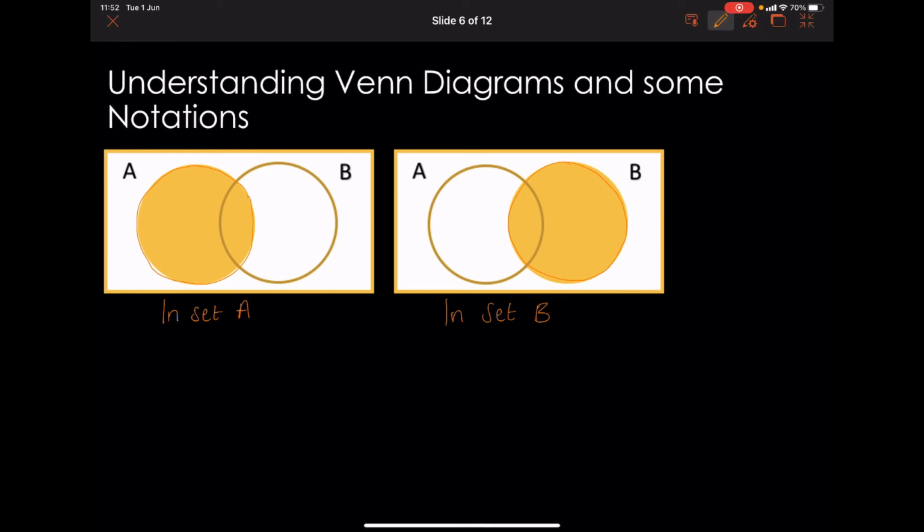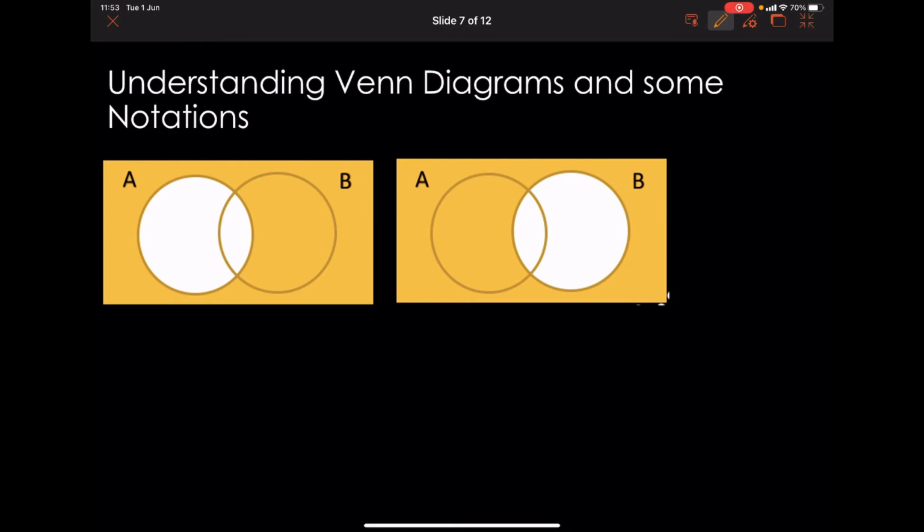So it might ask you, what is the probability of choosing a number from set A? Which means you'd have to find all of the numbers that could be in there. What is the probability of choosing a number from set B? And we'd have to choose all the numbers that are in there.